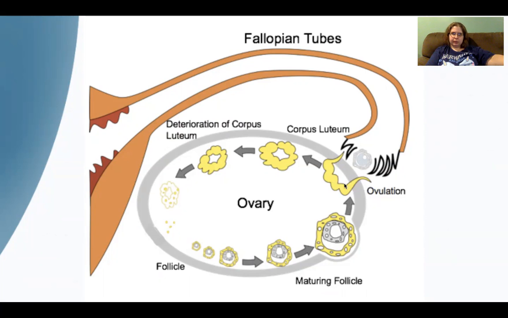The leftover follicular cells become the corpus luteum, which will affect the levels of progesterone and estrogen. It'll break down. Levels of progesterone and estrogen decrease, and we're back to starting with a new egg.